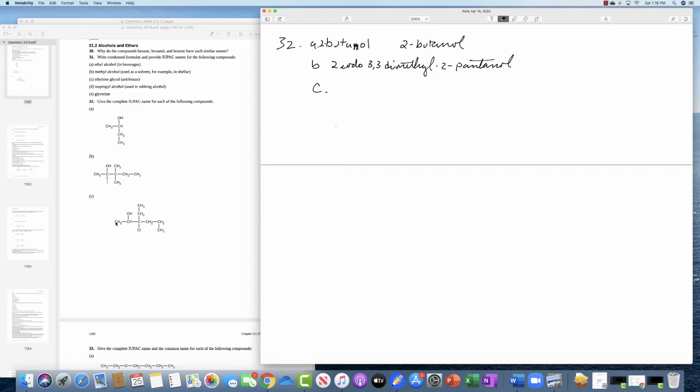The last one, 1, 2, 3, 4, 5, 6. So it's a 6. And again, we have a hydroxide or an alcohol group here. And we're going to go this way because that includes the alcohol group, and it's the longest carbon chain without lifting your pen that includes your functional group. So it's 1, 2, 3, 4, 5, 6. So it's going to be hexanol. So 2-hexanol.